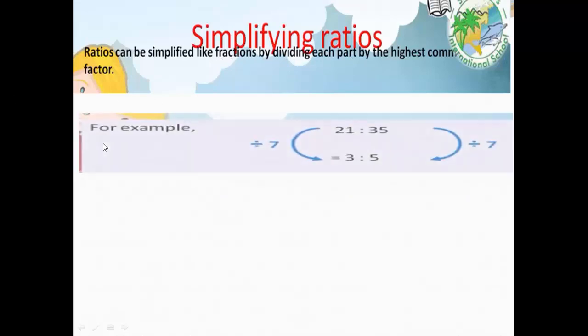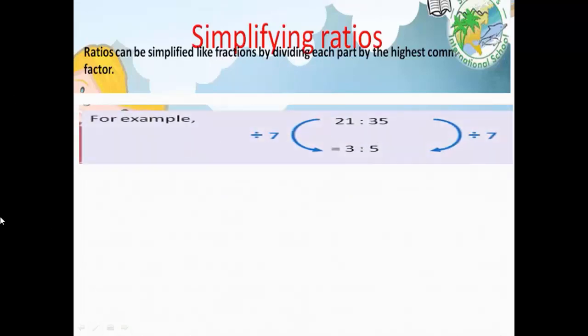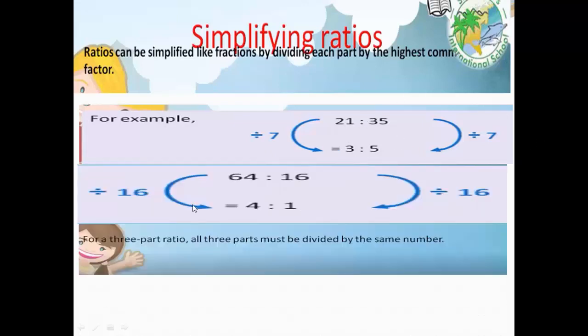A ratio can be simplified like fractions by dividing each part by the highest common factor. For example, 21 to 35. The highest common factor is 7. So 21 divided by 7 equals 3, and 35 divided by 7 equals 5.